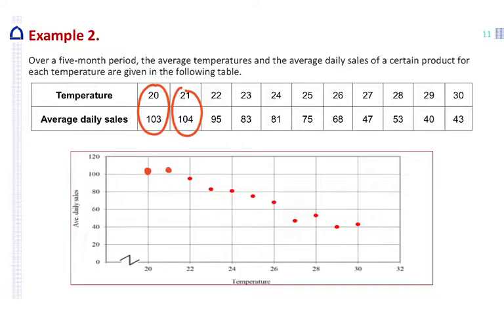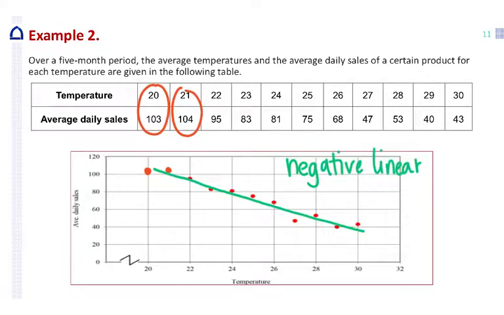Now, when we put all of this data together, you can see a pretty clear pattern. It looks like a straight line. It would fit closely to a straight line going downward. So this would be called a negative linear relationship. It means the dots are going down from left to right, and they fit closely to a straight line.